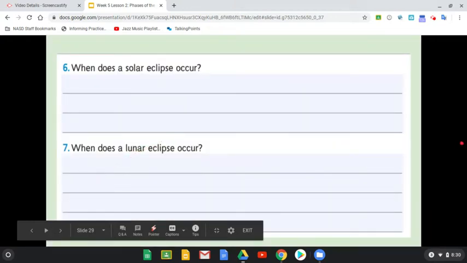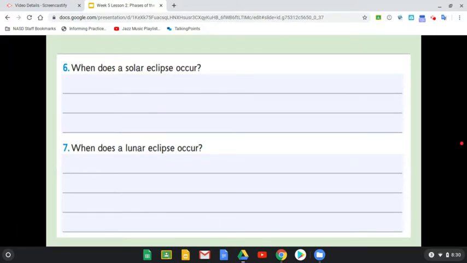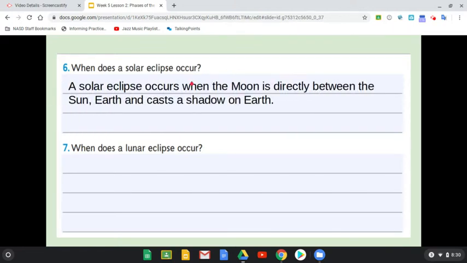All right. We are going to wrap up what we learned about solar and lunar eclipses with these 2 questions. And so the 2 questions say, when does a solar eclipse occur? And when does a lunar eclipse occur? So if you can think back to what we just learned, when does a solar eclipse occur? Good. A solar eclipse occurs when the moon is directly between the sun and Earth, and casts a shadow on Earth. Very good.